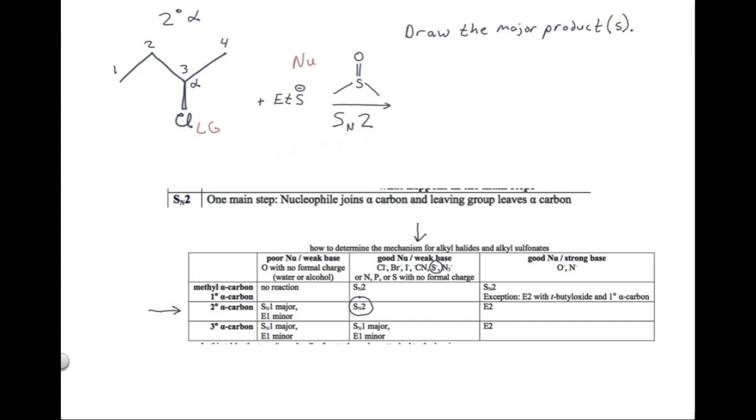Because it's attached to the chlorine, carbon 3 has a delta positive charge, which makes carbon 3 into a reasonable electrophile. So now we can draw our mechanism. We want an arrow to show the nucleophile joining the alpha carbon. Here's the arrow to show the nucleophile joining the alpha carbon, and another arrow to show the leaving group leaving the alpha carbon. So those two things happen simultaneously in one step in an SN2 reaction. Now we draw the products.